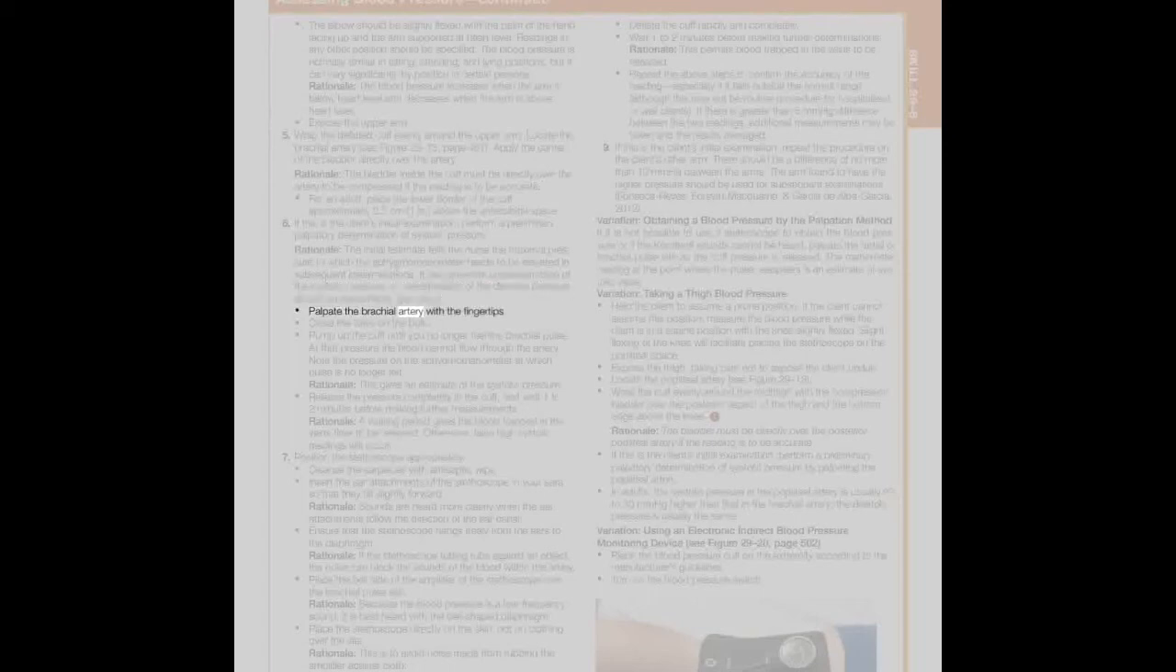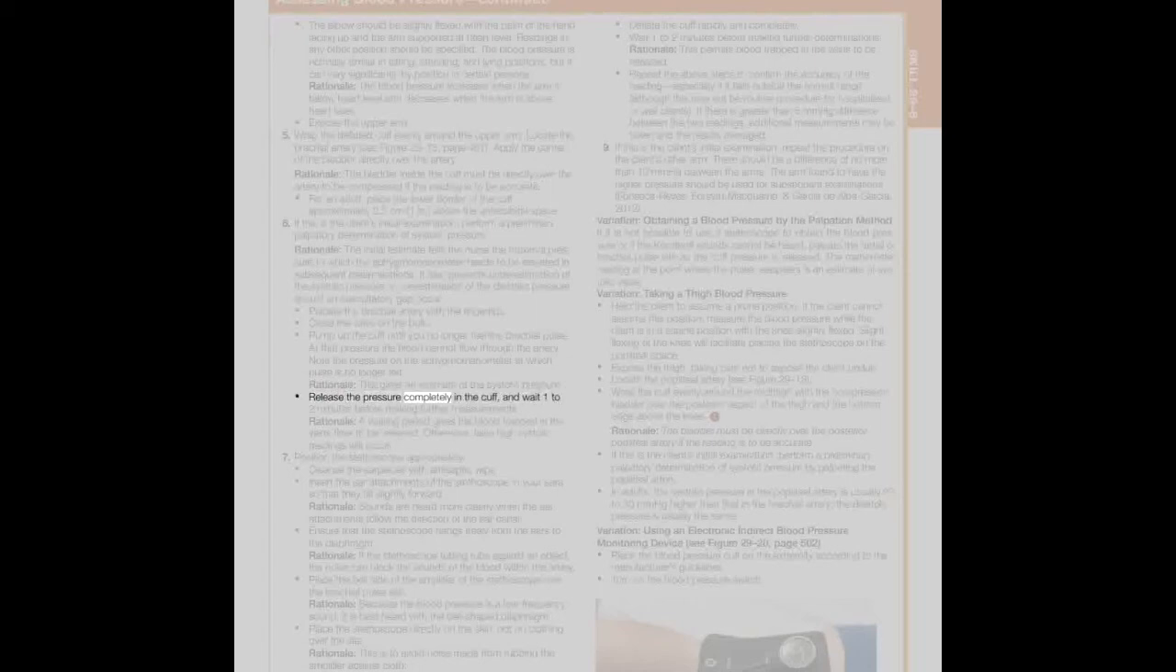Palpate the brachial artery with the fingertips. Close the valve on the bulb. Pump up the cuff until you no longer feel the brachial pulse. At that pressure the blood cannot flow through the artery. Note the pressure on the sphygmomanometer at which the pulse is no longer felt. Rationale: this gives an estimate of the systolic pressure.